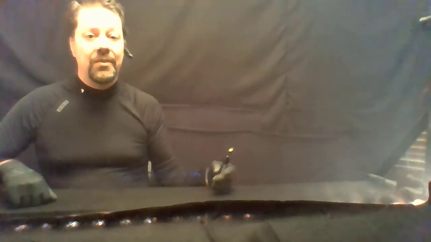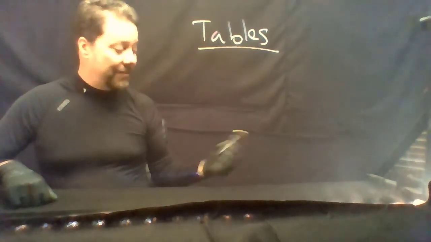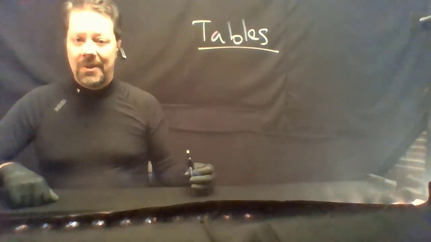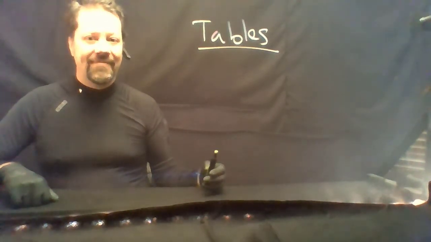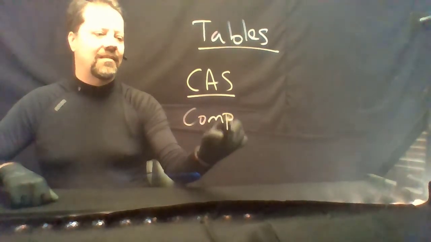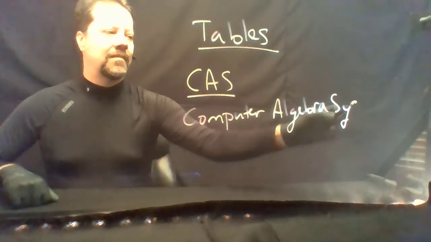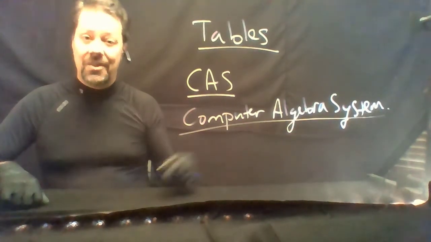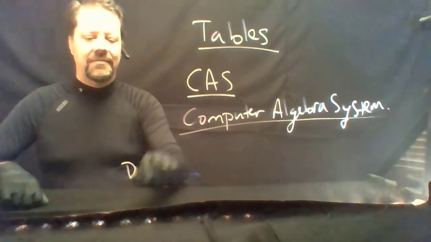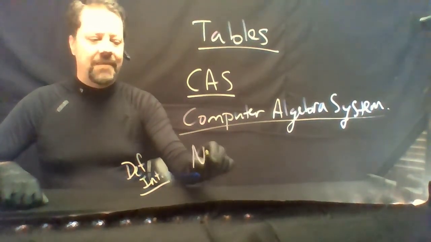Another strategy is to use tables. You can look up integrals in integral tables, and we have tables in the back of the book for these integrals. Let's suppose that you have a hard time figuring out the table. Another strategy is to use a computer algebra system. I'll show you one of those in a minute. But one last strategy. If you're dealing with a definite integral, then there are numerical approximation schemes.